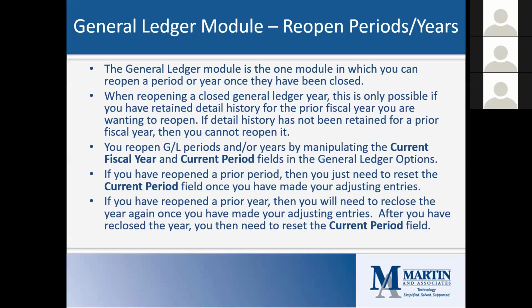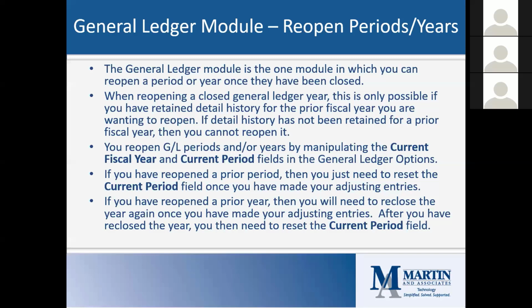Now, I mentioned earlier that there was one module in which you could reopen a year or a period after it's been closed, and that is the general ledger module. When reopening a closed general ledger year, it's only possible if you're retaining the detailed history for the prior fiscal year you want to reopen. If you're not maintaining that history, you can't reopen it because that history is gone. The way you reopen a GL period or year is by going into the general ledger options and changing the current fiscal year and current period fields.